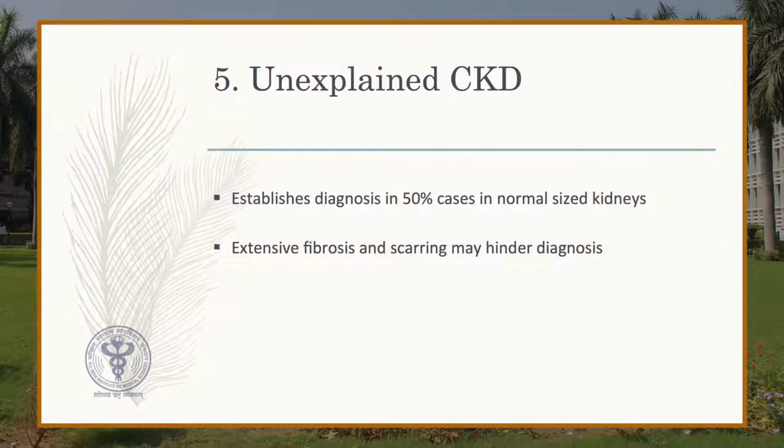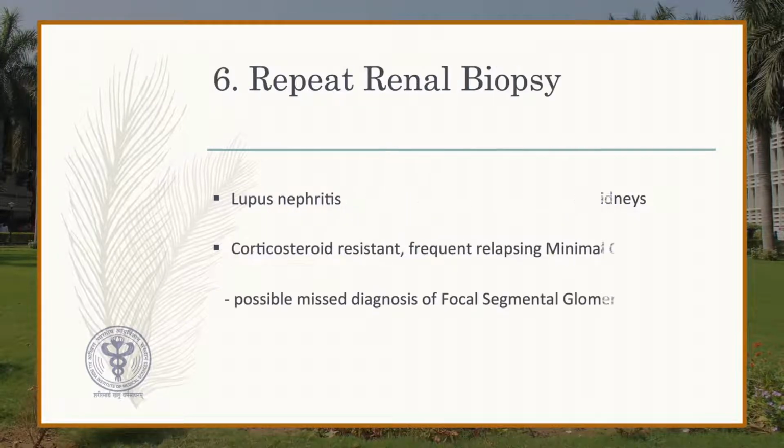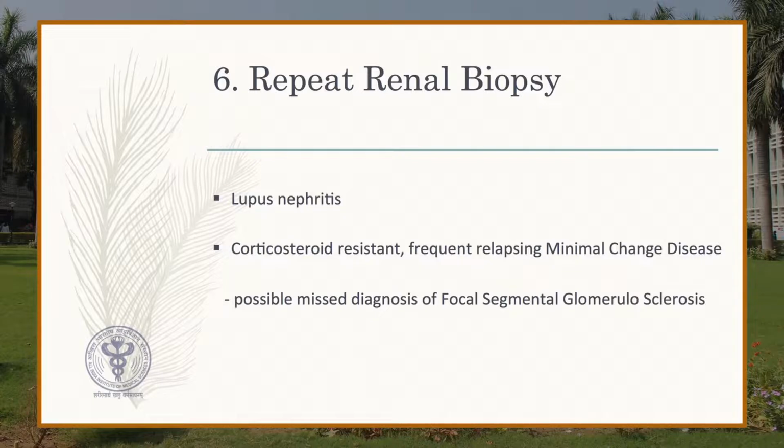In unexplained CKD, a renal biopsy establishes diagnosis in 50% of cases if kidneys are of normal size. However, extensive fibrosis and scarring may hinder the diagnosis. A repeat renal biopsy might be needed in patients of lupus nephritis or corticosteroid resistant frequent relapsing minimal change disease to look for a possible misdiagnosis of focal segmental glomerulosclerosis.